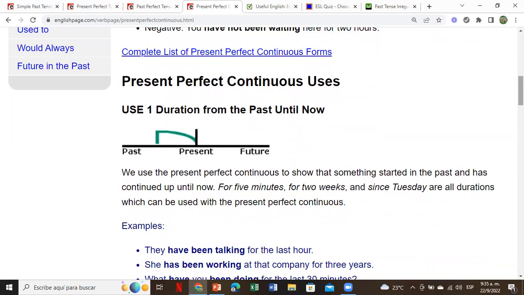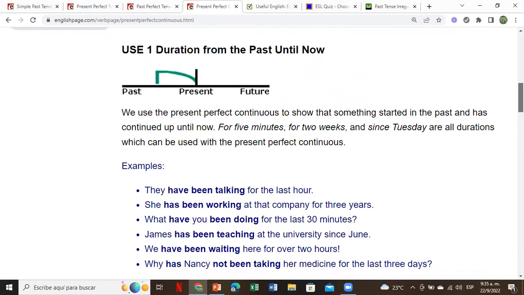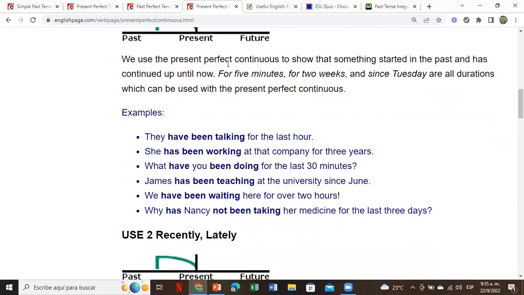Present perfect continuous. We use the present perfect continuous to show that something started in the past. Ok, ya algo inició en el pasado, ¿verdad? Ok, but has continued up until now. It means like the action is continuous. The action is continuous for 5 minutes, for 2 weeks o since.